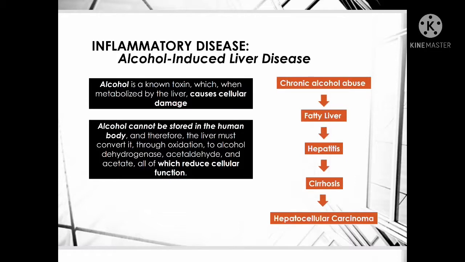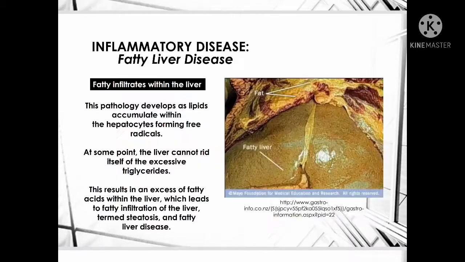Fatty liver is the most frequent early response to alcohol abuse. Fatty infiltration may be demonstrated by using CT or sonography, but CT is currently the examination of choice. CT demonstrates the fatty deposits as hypodense areas throughout the liver.